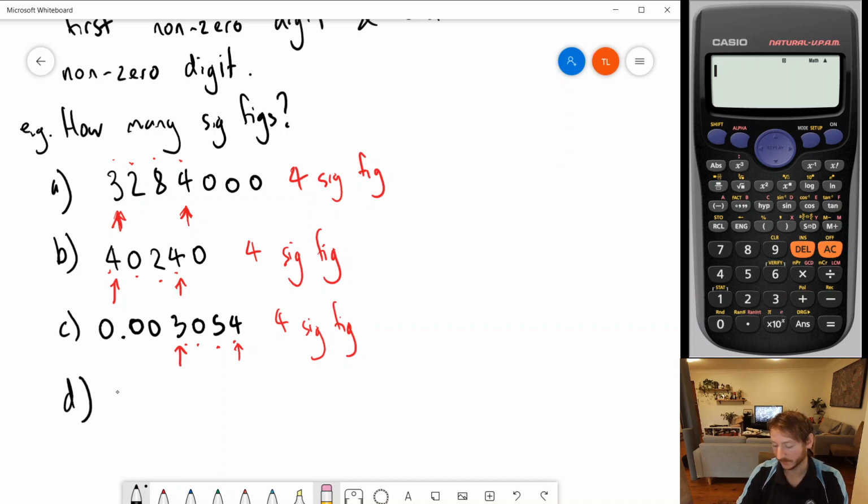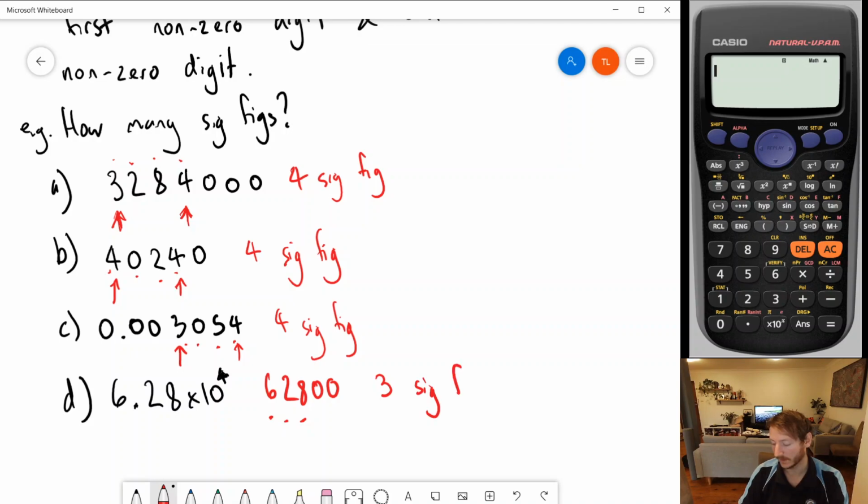Let's say 6.28 times 10 to the 4. So I'm chucking my number in there. Maybe to be deliberately confusing, we'll see. If I was to write this in my decimal notation, I'd have 1, 2, and then 2 more zeros on the end. So 62800. You can see there's 1, 2, 3 of them that aren't zeros, and then the rest are zeros. So 3 sig fig.